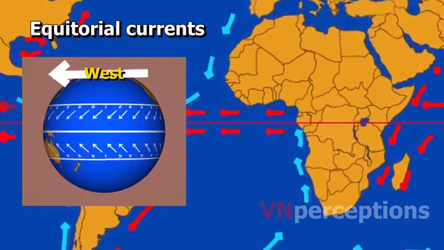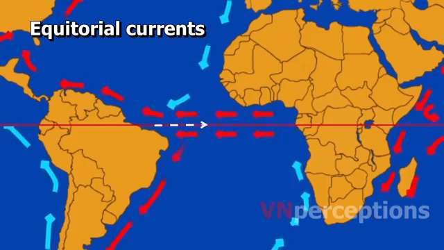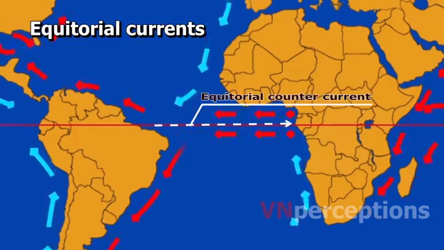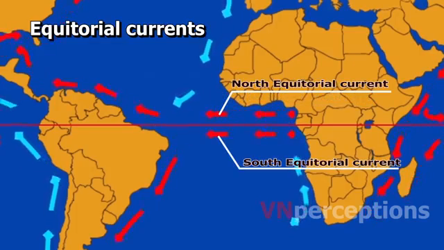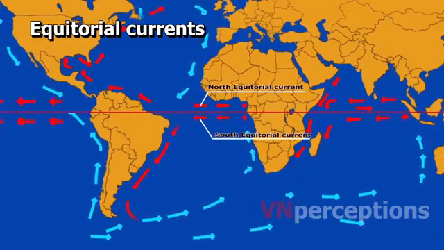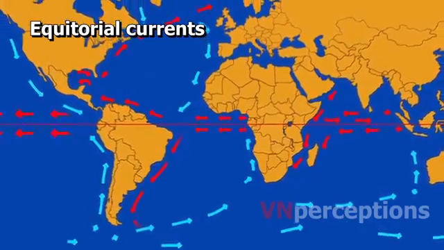Between the westward flowing currents, there is a weaker current flowing in the opposite direction and it is known as the equatorial counter current. The north and the south equatorial currents pile water up against the western coast of South America, and because of the trade winds, they are weak along the equator.